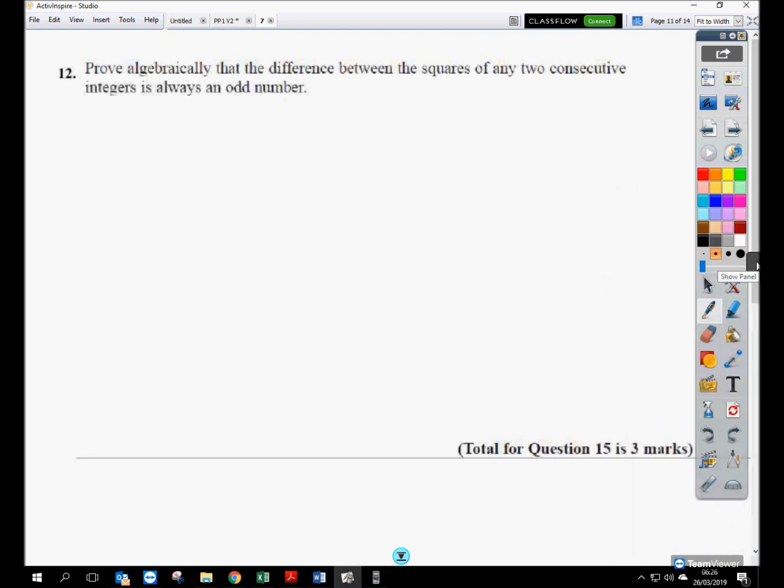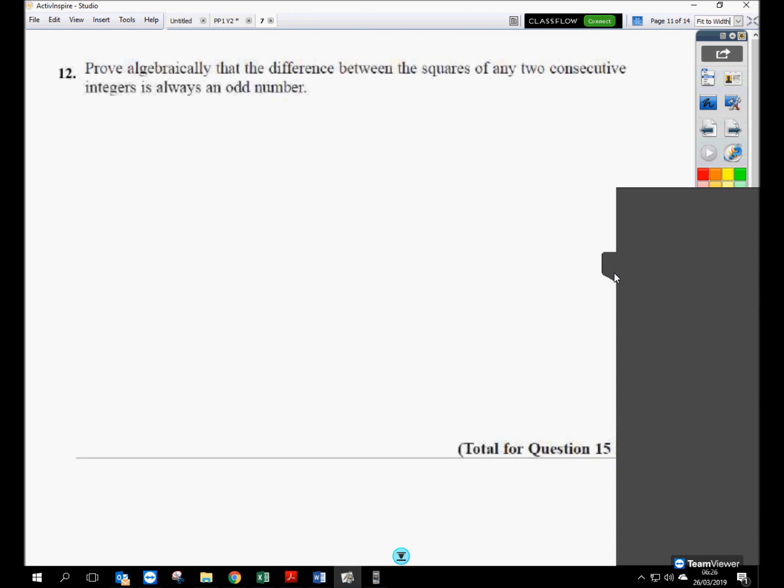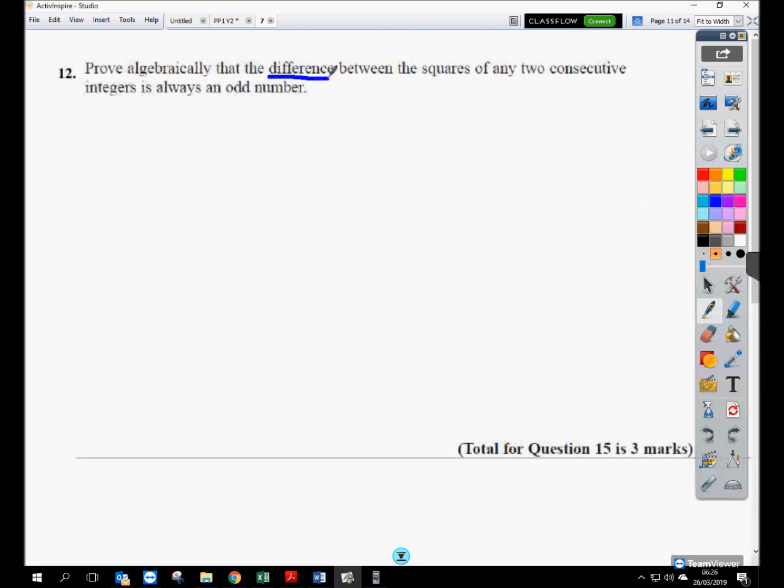Okay, next question, number 12. Prove algebraically that the difference between squares of any two consecutive integers is always an odd number. So I'm just going to highlight the keywords here: difference, squares, two consecutive integers. Obviously, algebraically means using algebra. So let's have a look at this with numbers to begin with. Two consecutive integers. It doesn't say two consecutive odd or two consecutive even. It just says two consecutive integers.